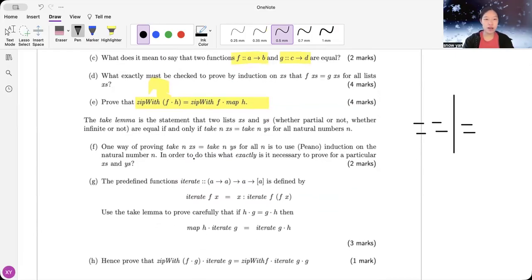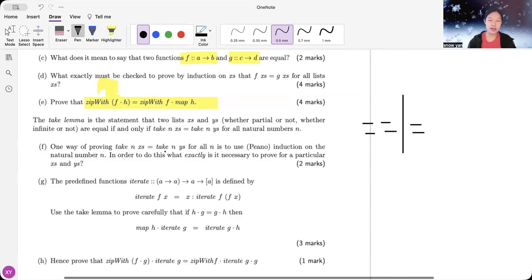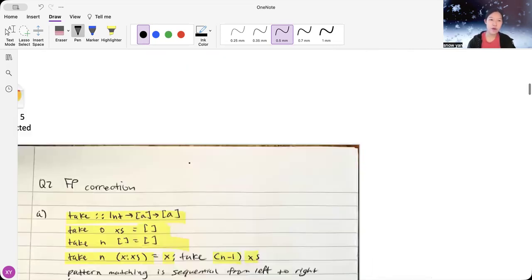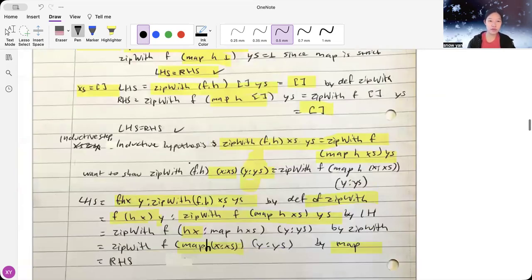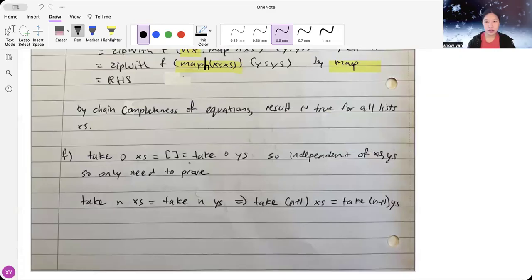For part F, we're asked to find one way of proving the take lemma using induction on the natural number n. In order to do this, what exactly is it necessary to prove for particular x's and y's? Basically, there are two cases, right? For induction, we want to show that the base case works, and then that the inductive step works, right?